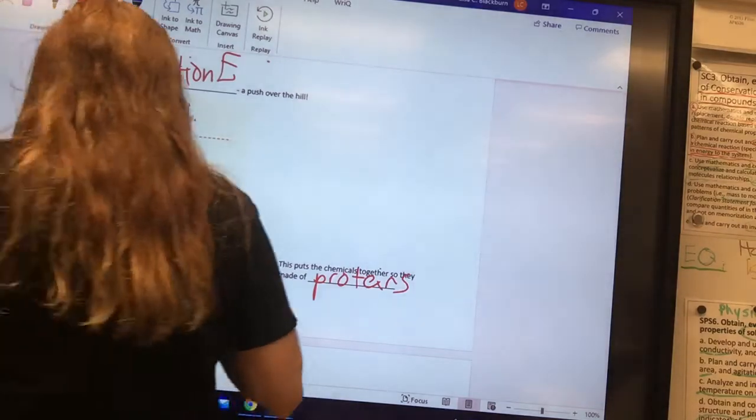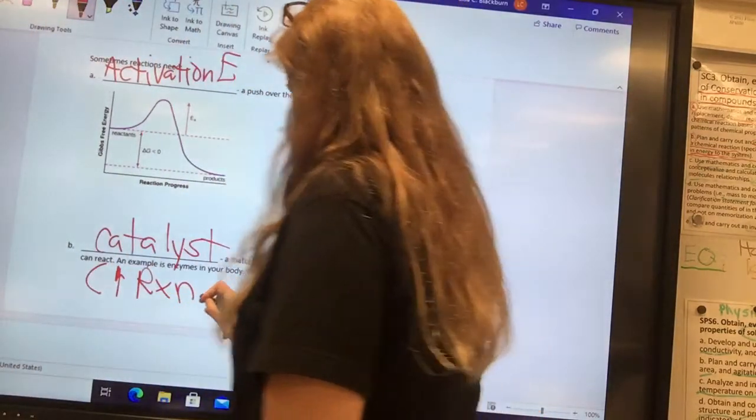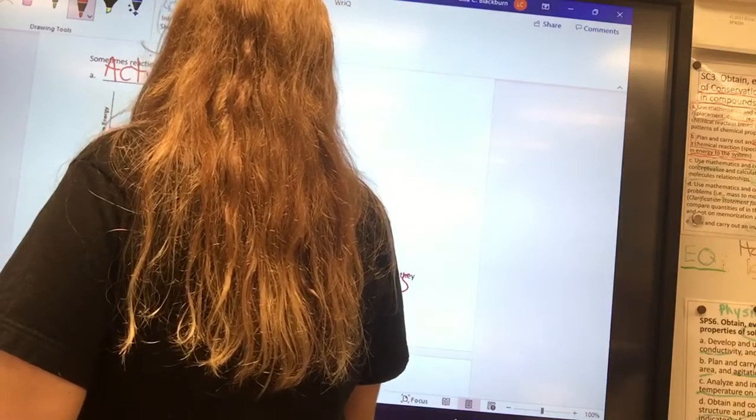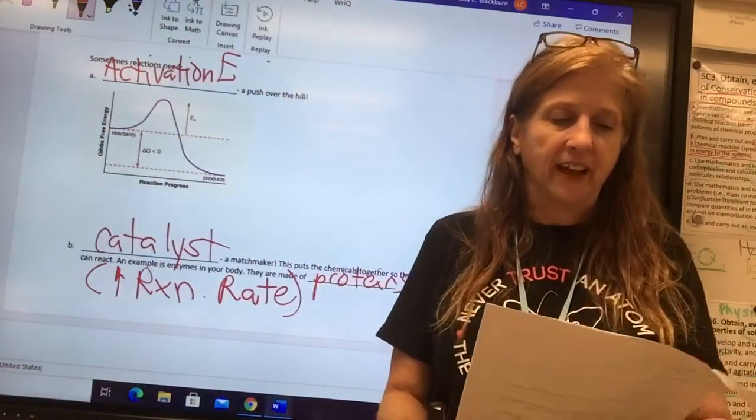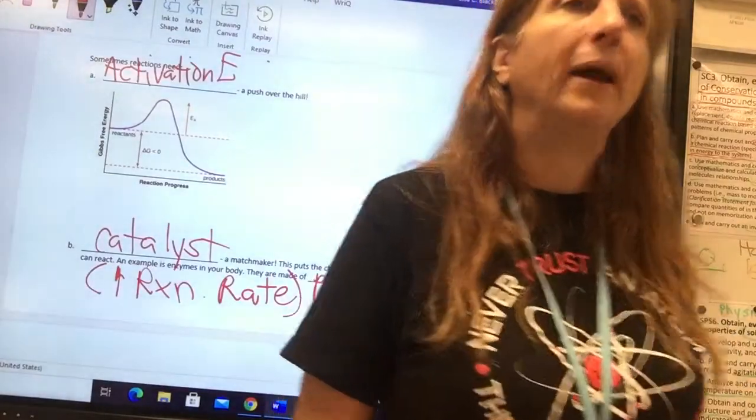The symbol for reaction is RXN, rate. So it increases the reaction rate to add a catalyst. It's going to react faster. Any questions about page 1?